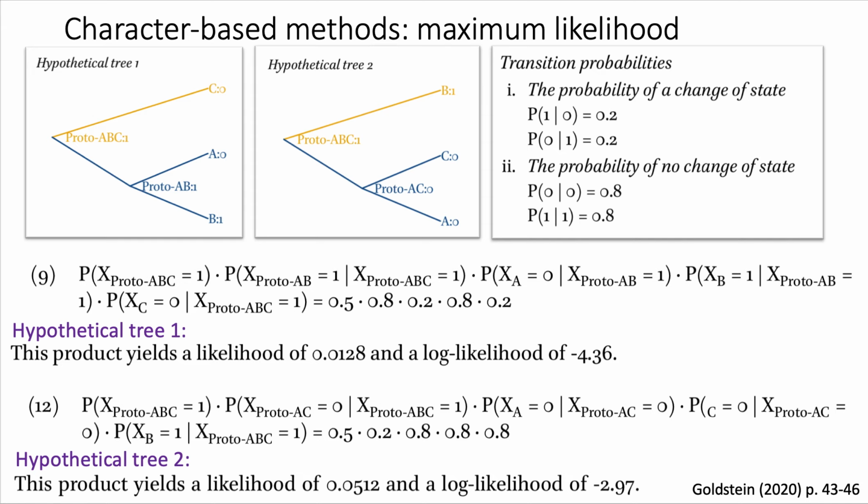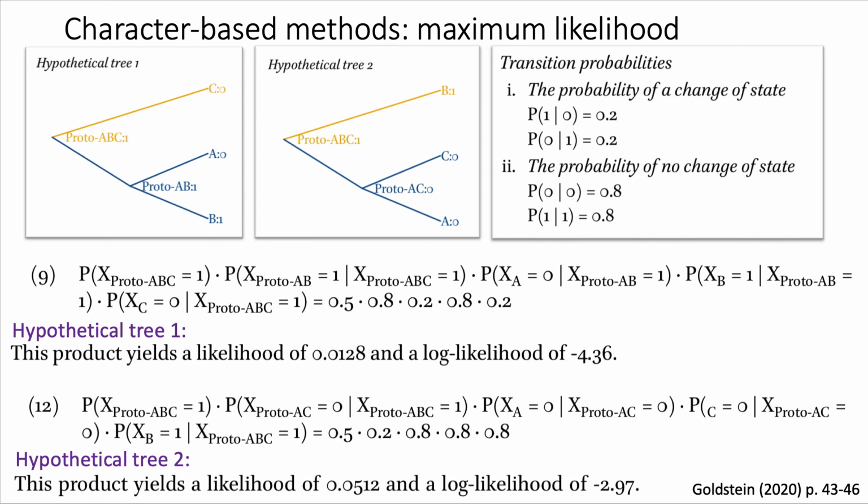So that's what I've tried to summarize here in one slide. We have hypothetical tree 1, hypothetical tree 2, we have the transition probabilities, and then we have the calculations, the likelihoods and the log likelihoods. Because likelihoods get so small, we typically log them so that they become a little bit bigger and a bit more easy to understand.